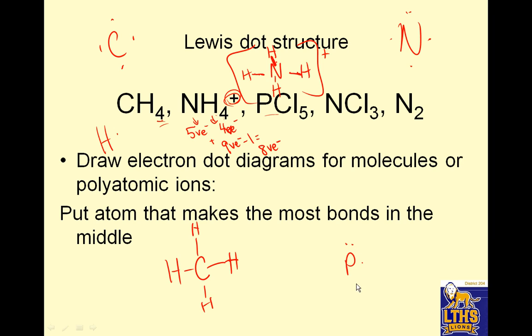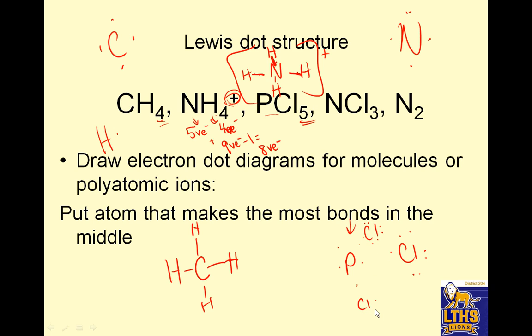PCl5: phosphorus has 1, 2, 3, 4, 5. Chlorine has 1, 2, 3, 4, 5, 6, 7. Chlorine can make 1 bond. Phosphorus looks like it can make 3. There are 5 chlorines. Since phosphorus is in the third period on the periodic table, it could expand, and instead of needing an octet to be happy or stable, it can go up to 10 to 12 electrons.